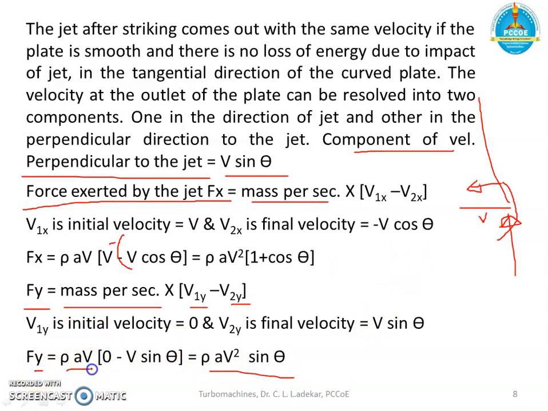Because Fy is equal to rho a v into initial velocity 0 minus final velocity, which is minus v sin theta. So this will be minus rho a v square sin theta. If you consider the direction from bottom towards top as positive direction, you can take this as positive, but if you take it in the opposite direction, you can say it is rho a v square sin theta also.